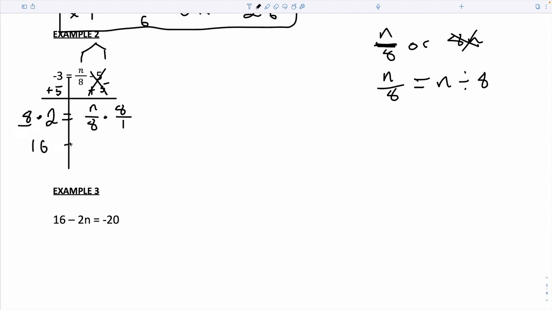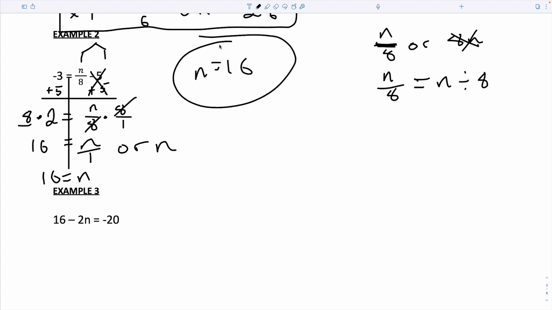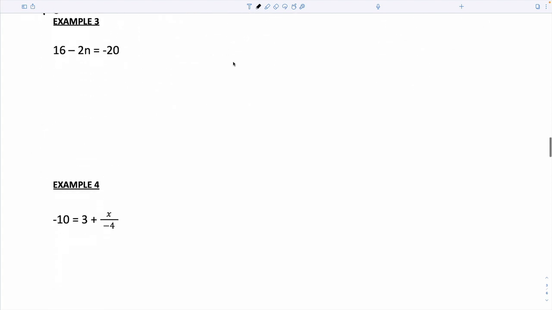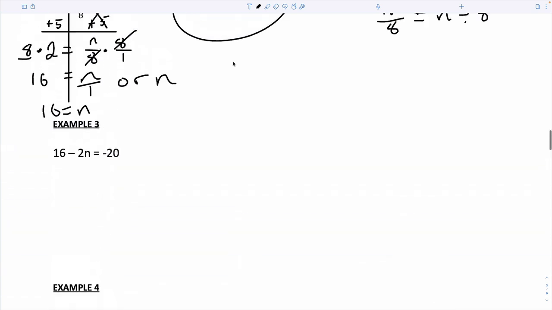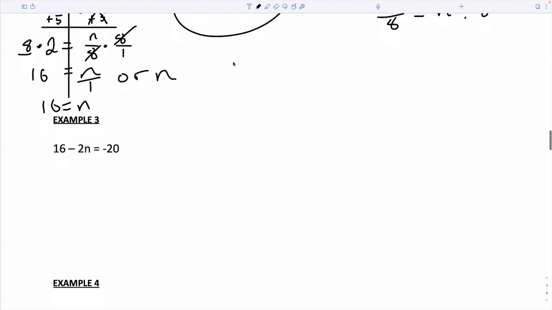8 times 2 is 16. What's left on the right side of this, Jackson? What is left over after I multiply by 8? Yeah, and n over 1 is the same thing as what? Just an n. You get n equals 16 or 16 equals n. That is your answer. Last example. Oh, there's a 4? I'm going to have you do example 4 as a you try, because it is similar to number 2.